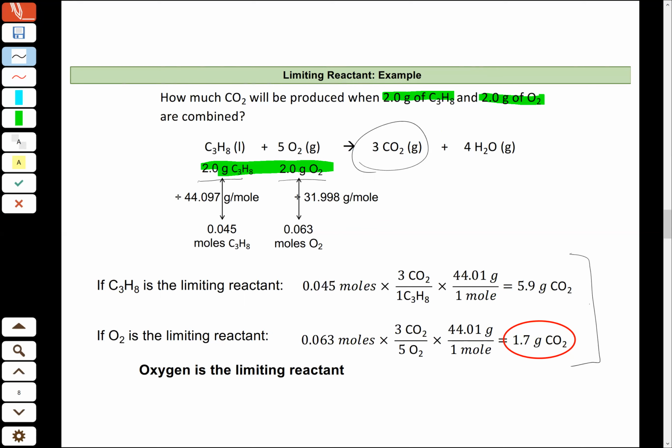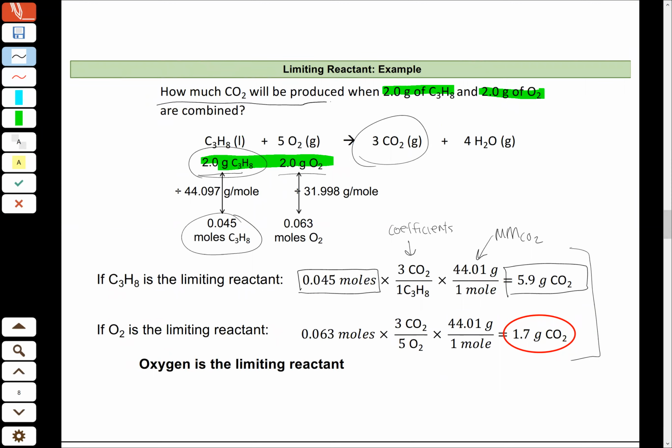So if I do that, I would convert my 2 grams of octane into 0.04 moles of propane. We're not doing octane anymore. So once I have that 0.04 moles of propane, I can convert into moles of CO2 by using my coefficients. And then I can convert into the mass of CO2 using the molar mass of CO2. And I'll end up with what would be the answer to the problem, which is how much CO2 will be produced. Well, if I assume that propane is my limiting reactant, then I will produce 5.9 grams of CO2.